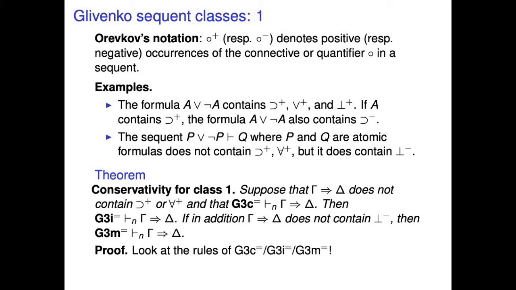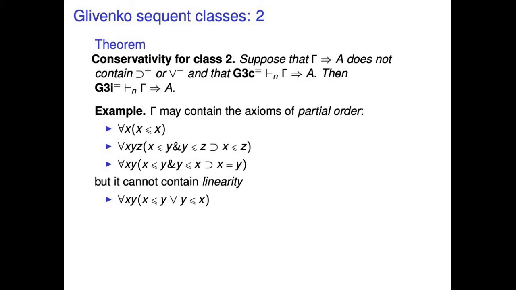And the second class instead is about a single-succedent sequent that does not contain positive implication or negative disjunction. If it is derivable classically, it is derivable also minimally. What does it mean that it doesn't contain a negative disjunction? It means that, for instance, it can be a derivation in a theory that does not contain a disjunction like the theory of linearity. So it may be the theory of partial order, but not the theory of linearity.